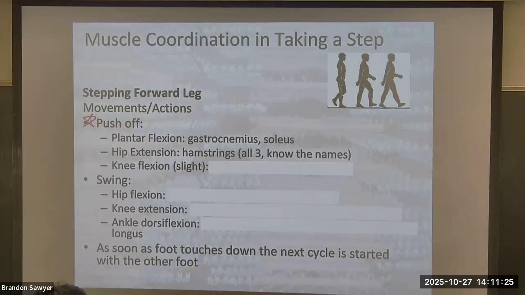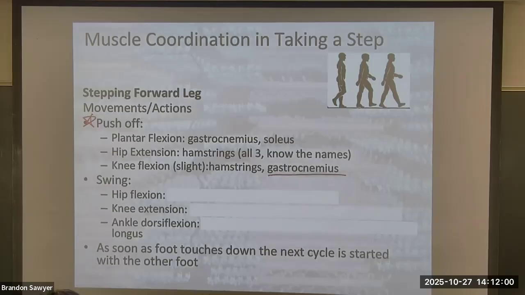And then this one's kind of weird. The knee part of this is kind of strange, but when you take a step, there's a little bit of knee flexion that happens for a second. It's like loading up your knee before you push forward. So with a slight knee flexion, what are our knee flexor muscles? Hamstrings again, right? And gastrocnemius crosses over the knee as well, so it acts as a little bit of a knee flexor.